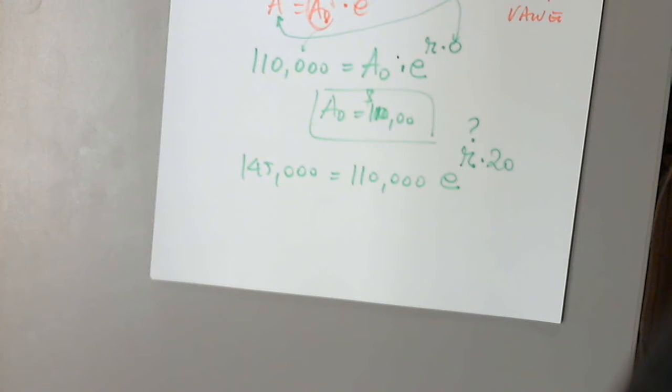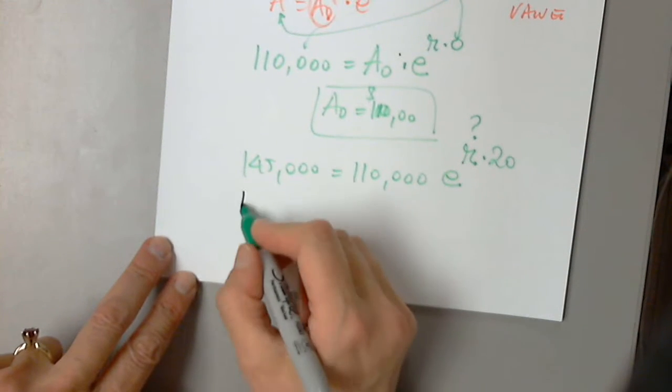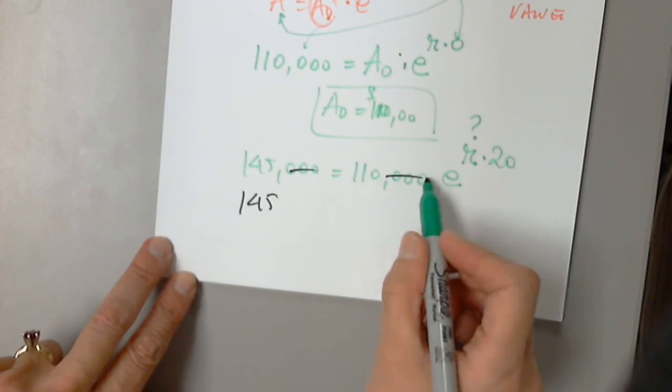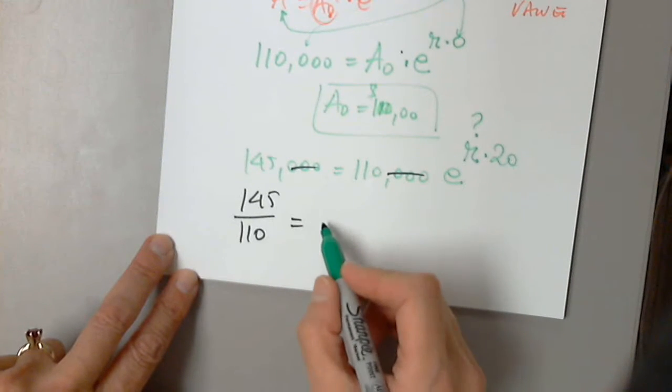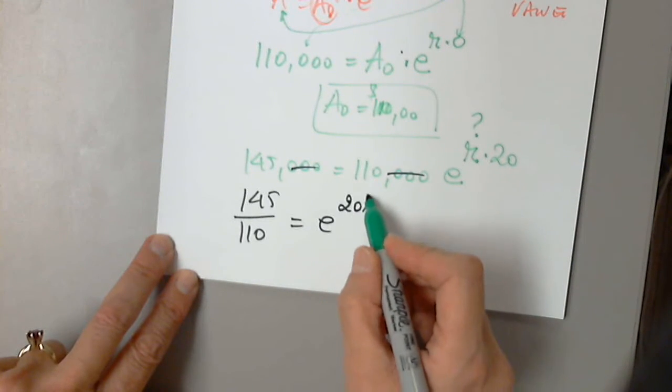What do you think we should do first? And the answer is always clean it up. How will you clean this one up? Exactly, dividing by this quantity. So 145, there are 3 zeros, over 110 equals e to 20 times r.